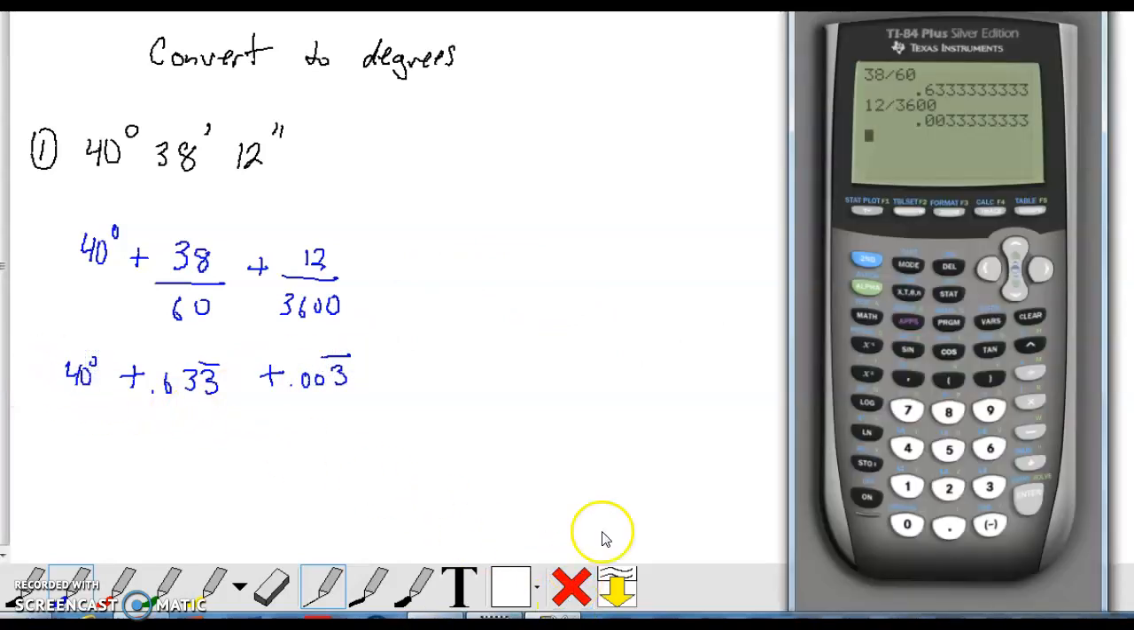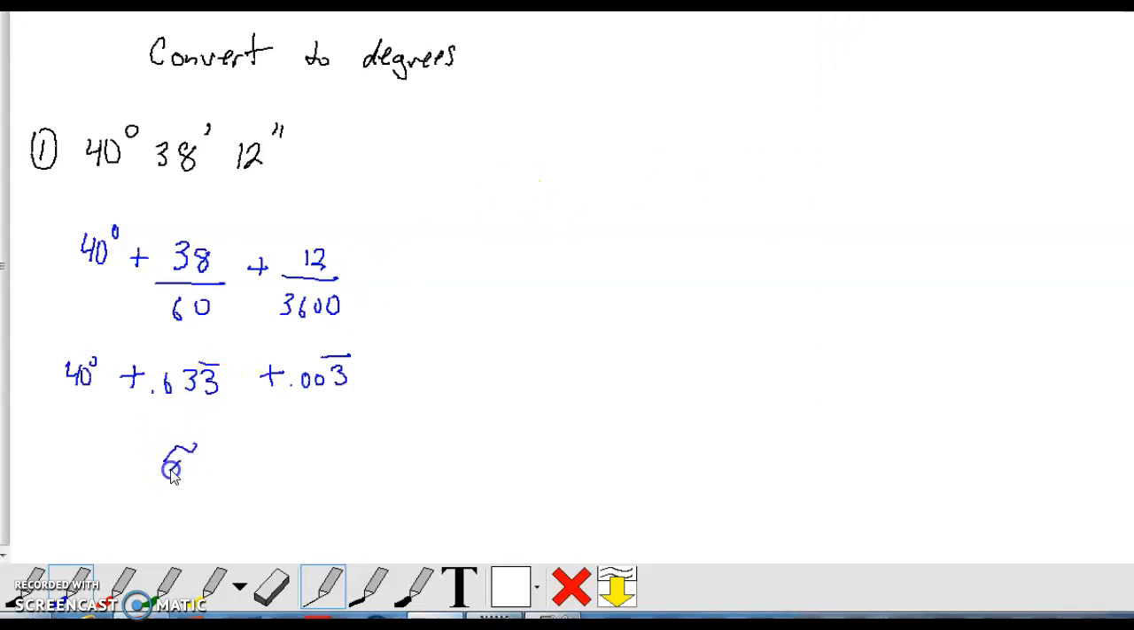And we're just going to add all those numbers up, right? So if I add 0.003 with 0.6333, and then add it to the 40 that we already have here, we get 40.636. And again, we don't have to worry about the rest of the numbers because it's a rough estimate. So again, this is roughly 40.636. All right, let's try another one.